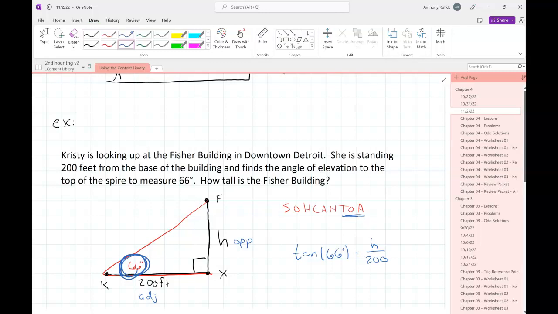Okay. To solve for H, what do I need to do? I need to solve this equation for H. How do I get the H by itself? Multiply both sides by 200. Yes.